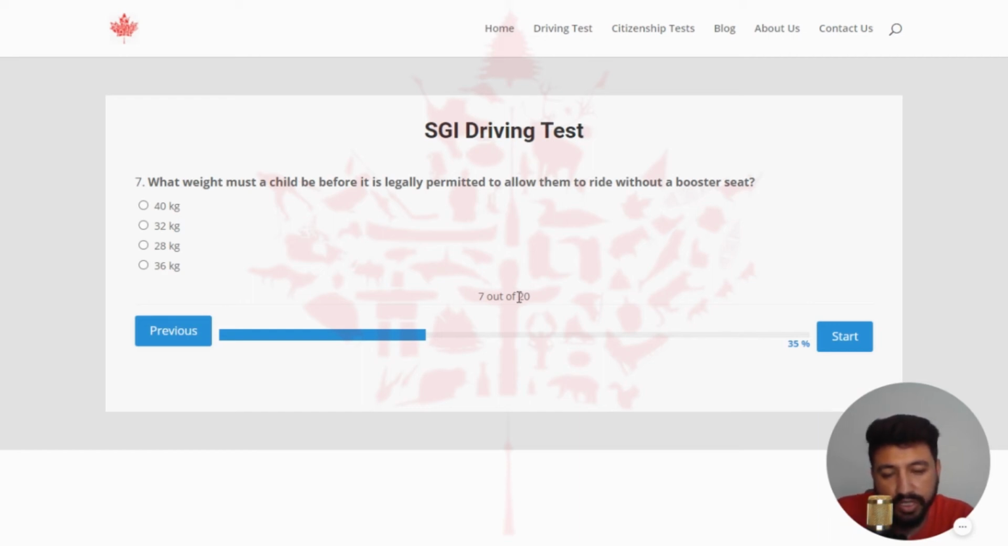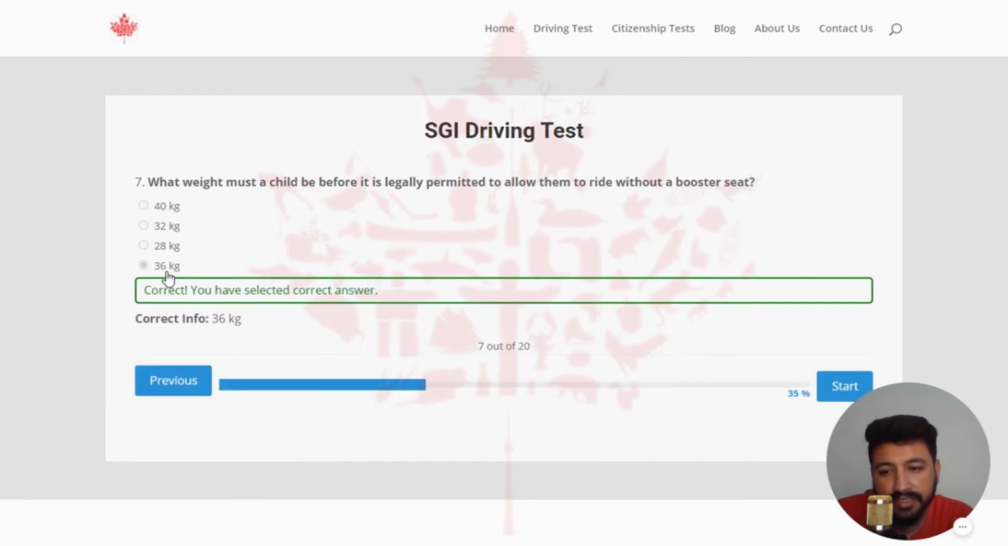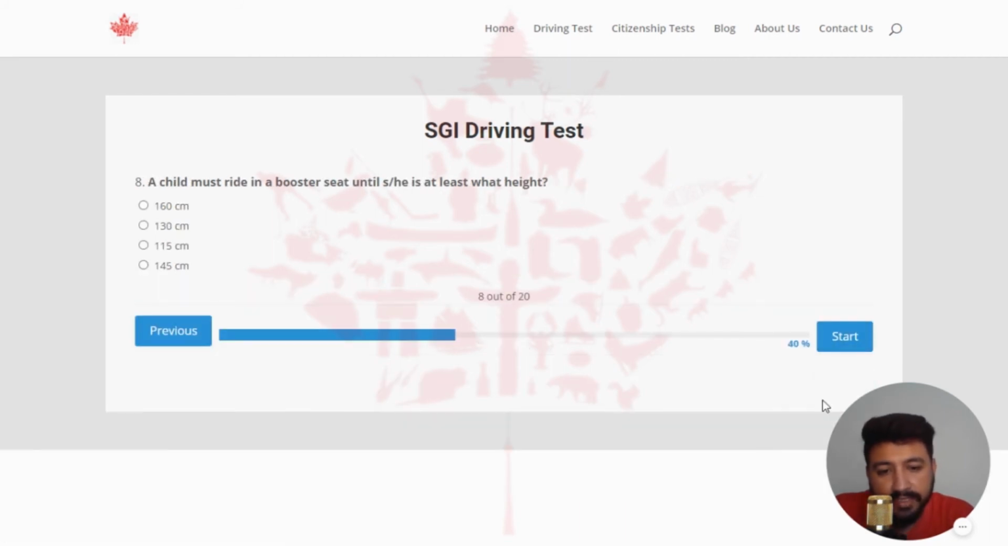Next, what weight must a child be before it is legally permitted to allow them to ride without a booster seat? So the right answer of this question is 36 kilograms. Next, a child must ride in a booster seat until he or she is at least what height? The right answer of this question is 145 centimeters. So I'm clicking on the last one.